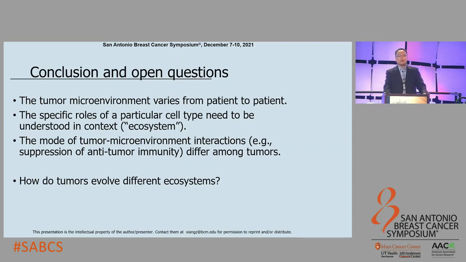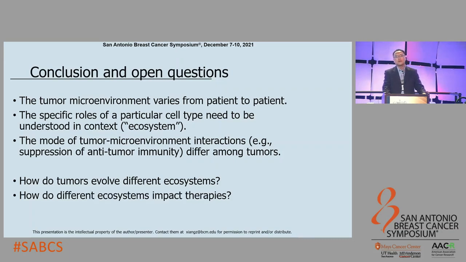But how do tumors evolve these different ecosystems? Is there an intrinsic property that initiates this whole difference, or is there a combination of tumor intrinsic as well as host factors? And how do different ecosystems really impact therapies? This warrants further research in the future.